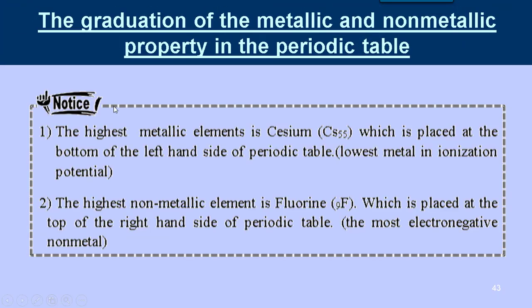We will end the metallic and non-metallic property by these important notes. Number 1, the highest metallic element is cesium, which is placed at the bottom of the left hand side of the periodic table, and it also has the lowest ionization potential and the largest atomic radius. Number 2, the highest non-metallic element is fluorine, which is placed at the top of the right hand side of the periodic table, and it is the most electronegative nonmetal and has the smallest atomic radius.